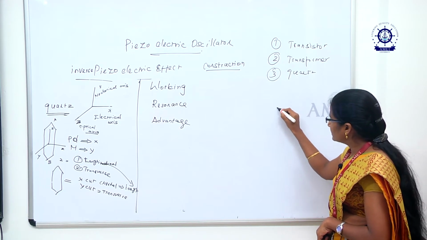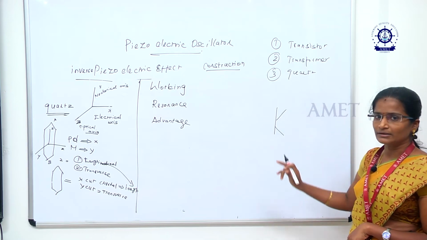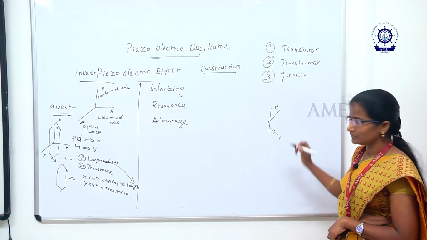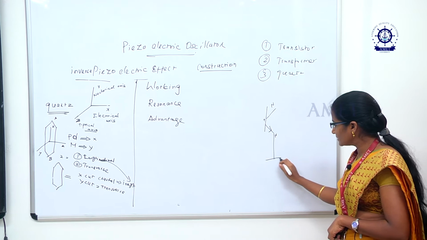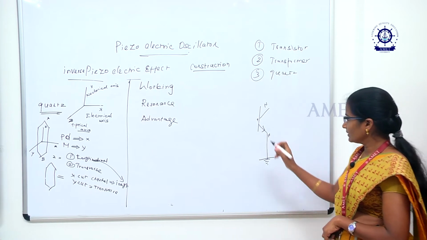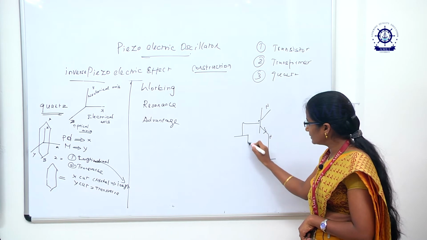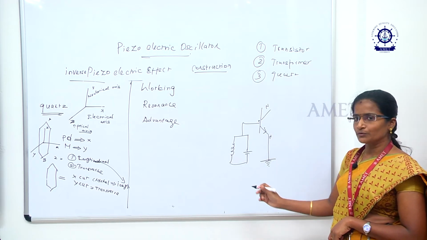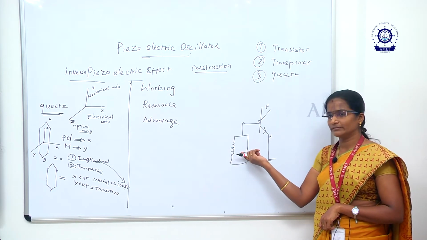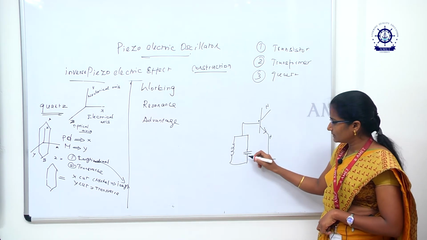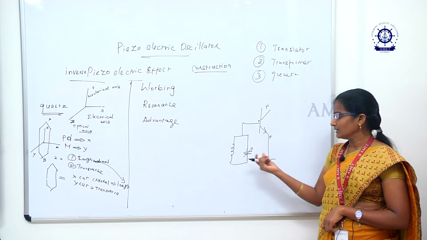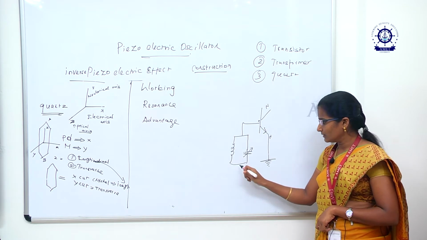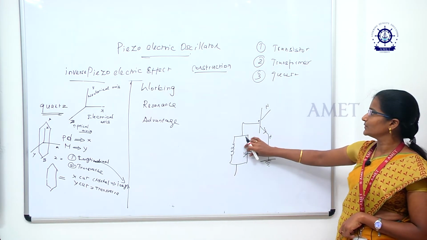In the construction we connect one NPN transistor. This arrow mark indicates it is an NPN transistor. The emitter terminal is always connected to ground, and the base terminal is connected with one tank circuit. A tank circuit means one inductance coil connected in parallel with a capacitor. Here we use one variable capacitor. This arrow mark indicates it is variable, meaning we can adjust the value of this capacitor. So what is the use of this tank circuit?